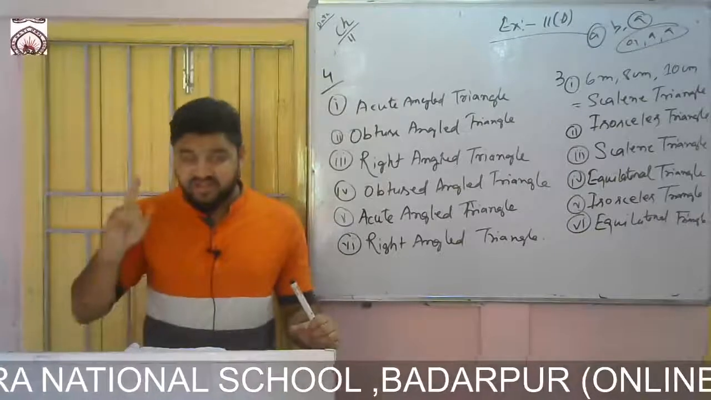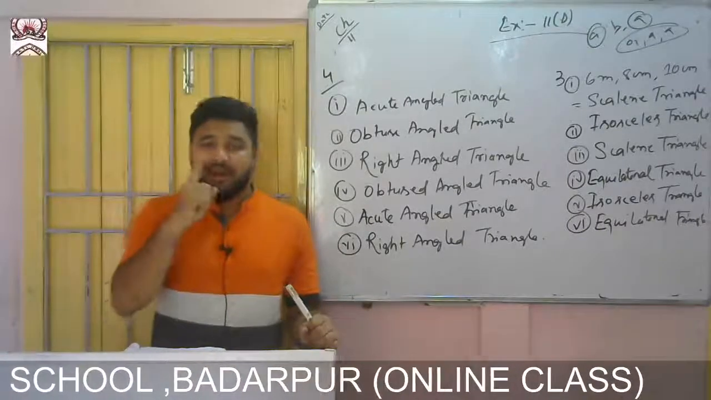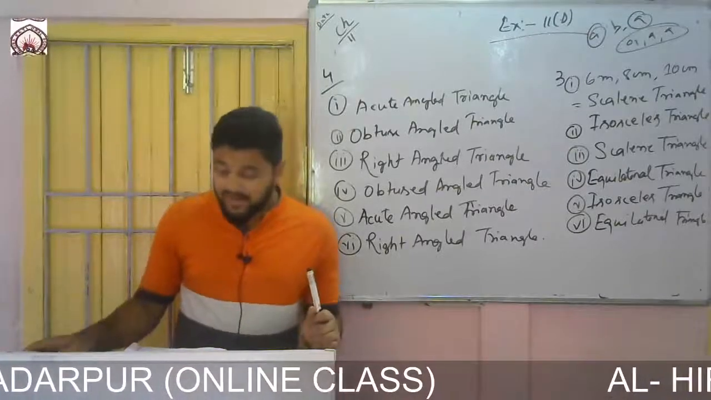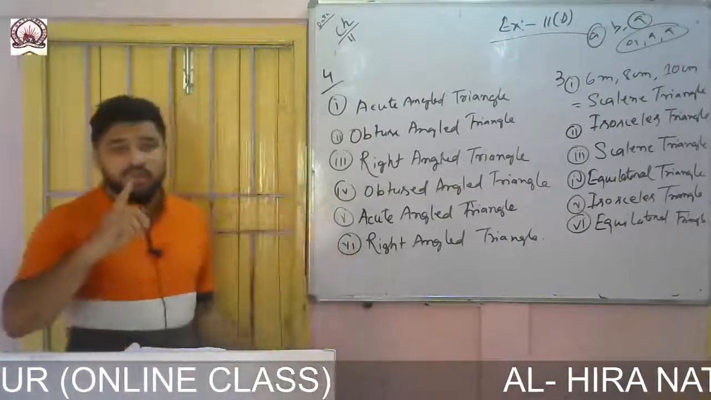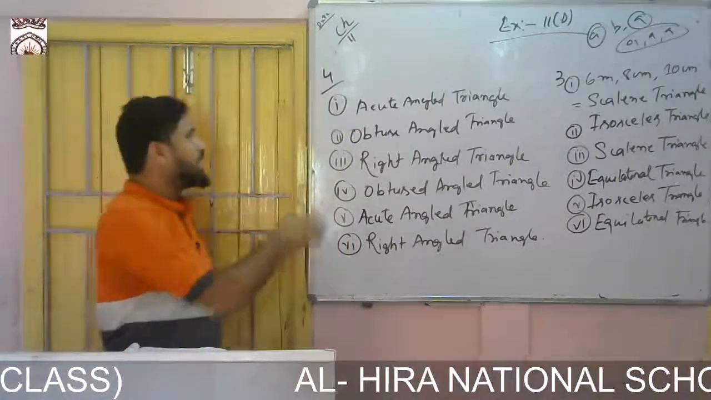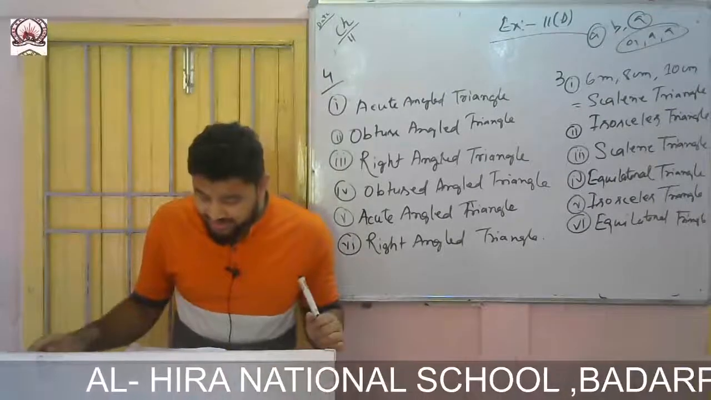Now the next one, you see 65 degree, 95 degree and 20 degree. So one angle is greater than 90 degree, that is 95 degree. So it is obtuse angle. So this one is also an obtuse angle triangle.